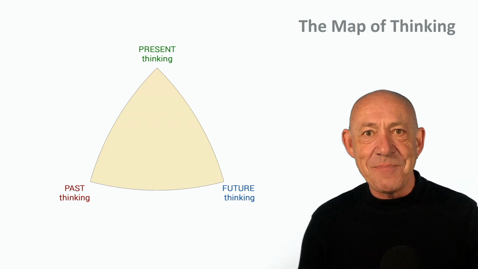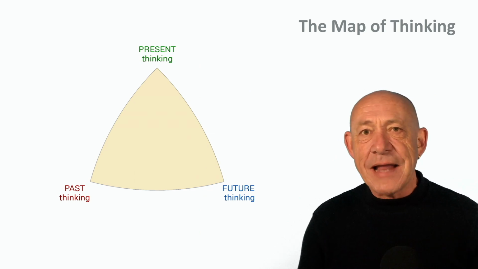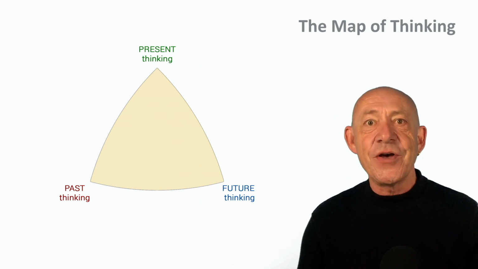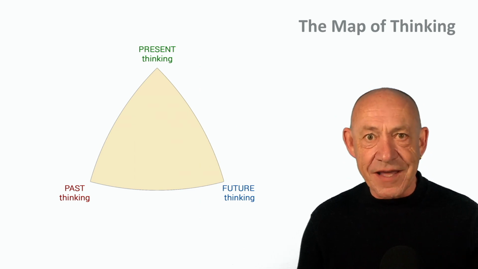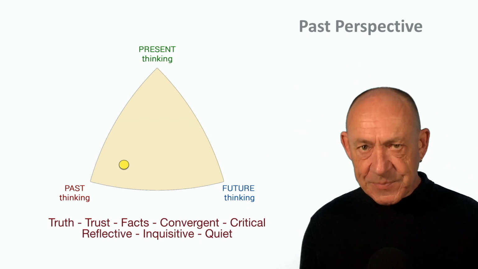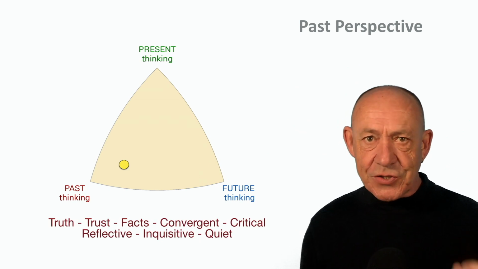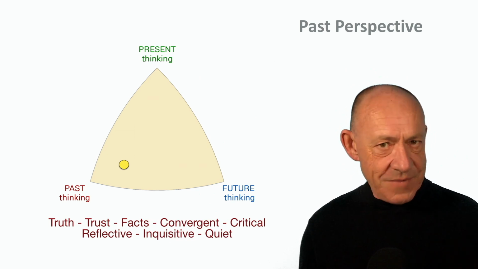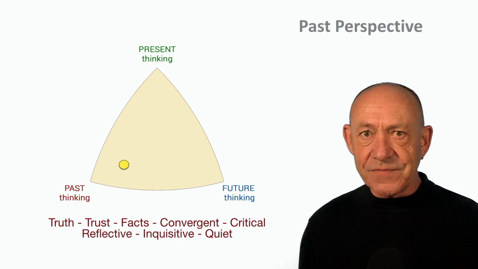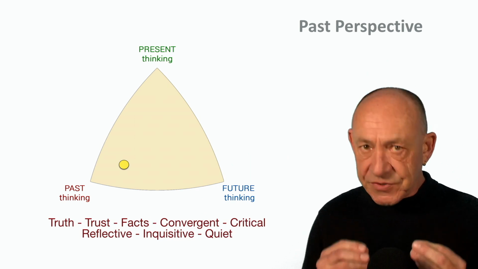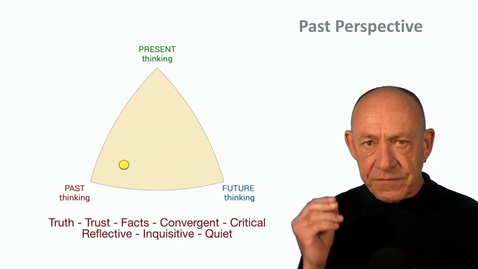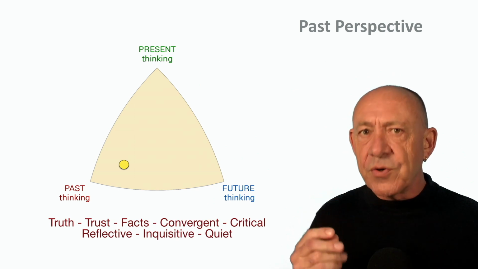This is the MindTime Map. The MindTime Map allows us to understand the relative differences of each one of us in our thinking. The past perspective essentially needs to know the truth and trust things. It's not going to take information lightly or speculatively. So the need here is for certainty, and the motivation is towards looking for information that either verifies or invalidates what is currently known.